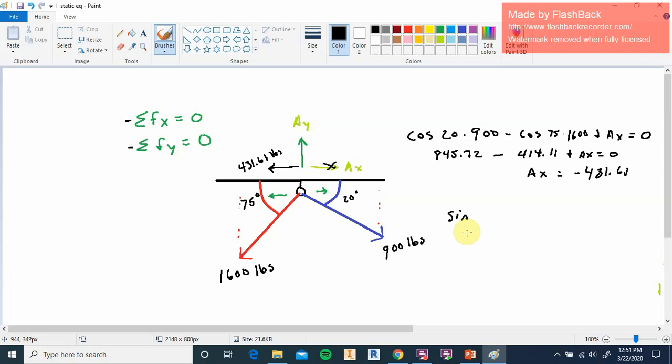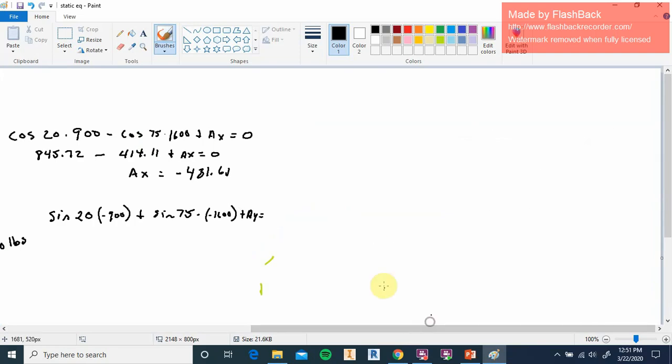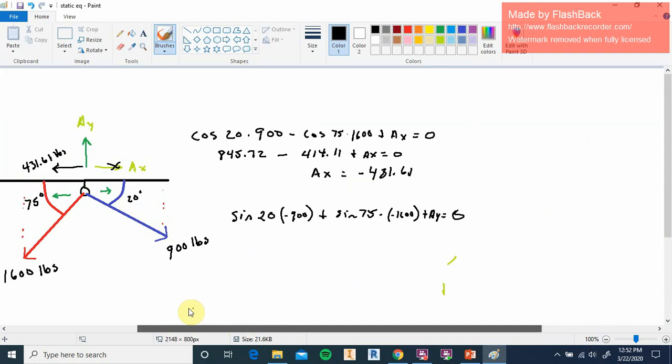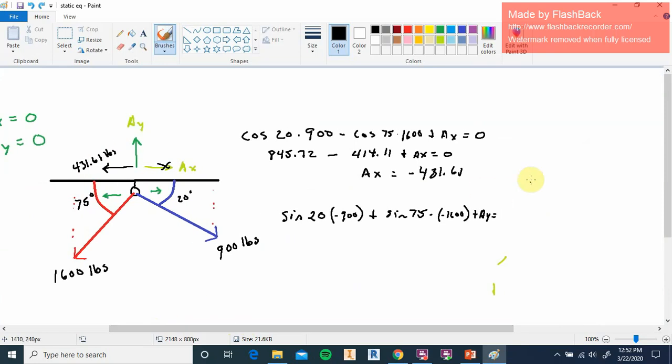Okay, so we're going to start out with the sine of 20. We'll do this guy here, and then that's going to be times a negative 900 because it's going down in Y, and we'll go plus the sine of 75 times negative 1600, and then we're going to say plus AY equals 0. Okay, so that's going to equal 0 there.